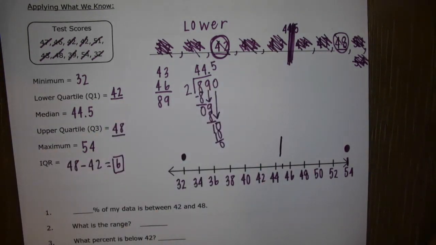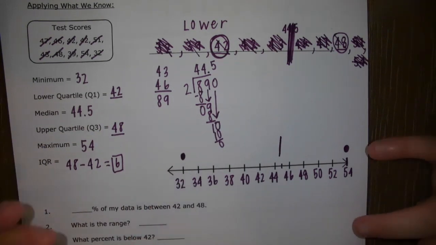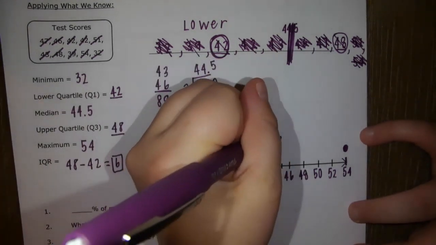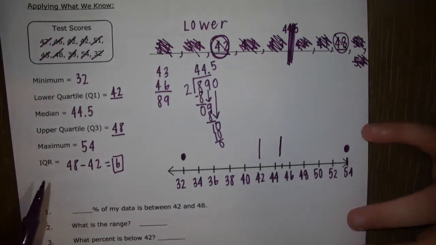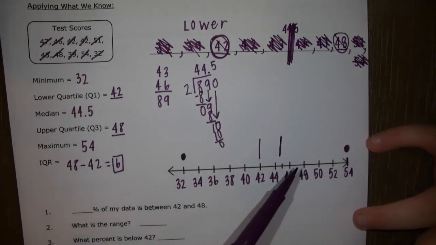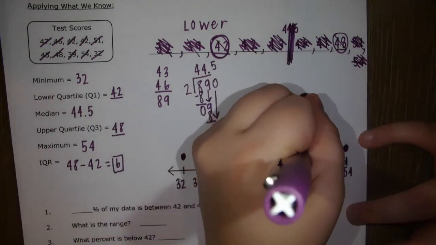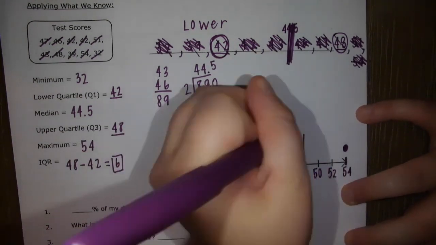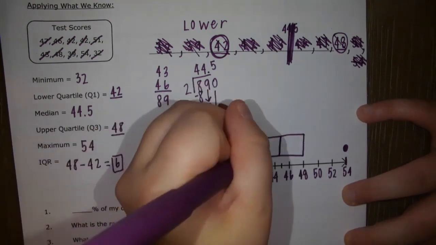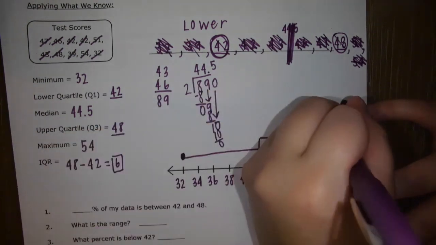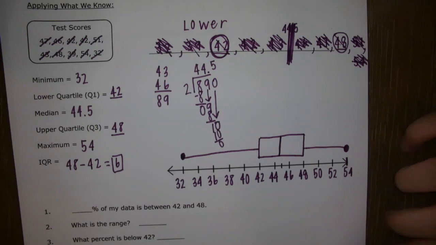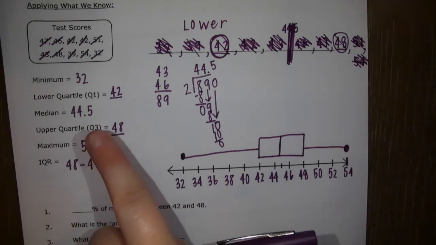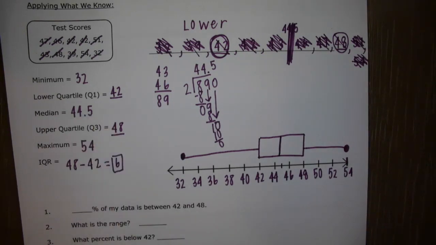Next, my lower quartile is at 42, so I'm going to mark that. My upper quartile is at 48, so I'm going to mark that there, and I'm going to connect my box, draw my lines out, and that is my box plot for this test score set of data.